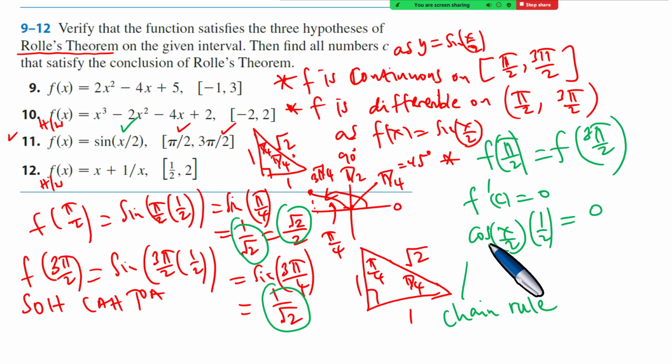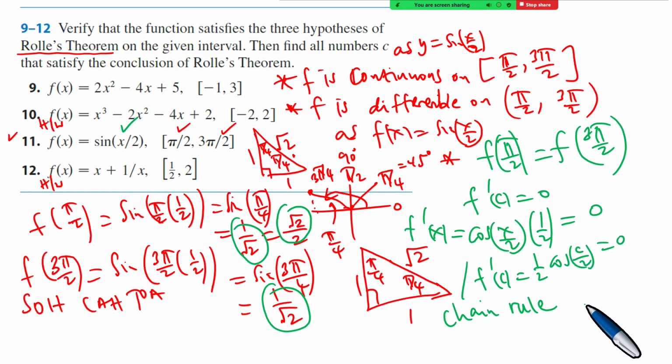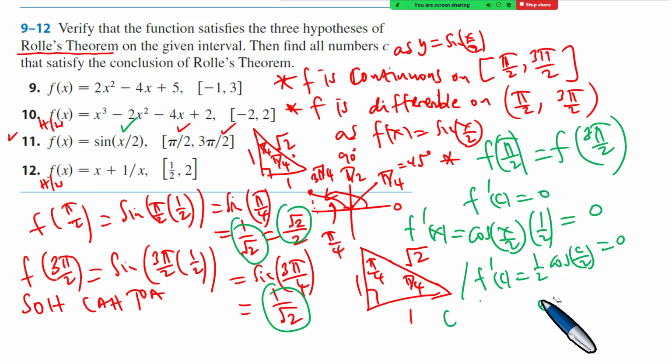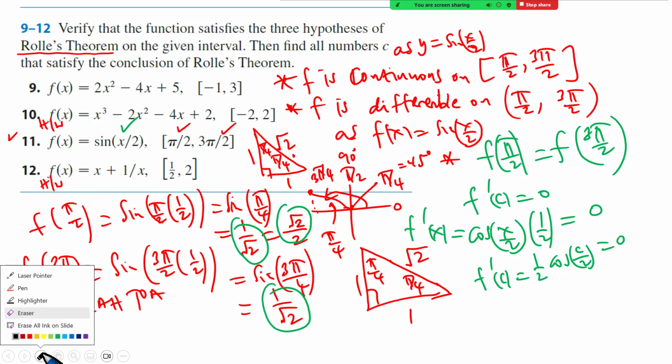Mr. Examiner, we accept. We are delighted to say, this is f prime of x. Please take note of that. It's f prime of x, so that at this point we find f prime of c, and this is 1/2 the cosine of c over 2, giving us a 0. We need to solve for c. Let's solve for c together, given this particular equation. What is the value of c?